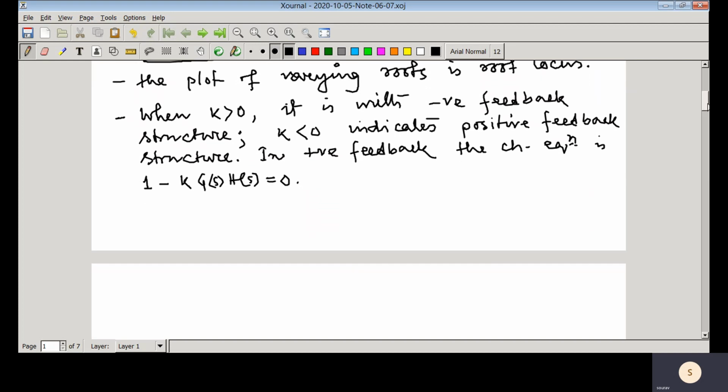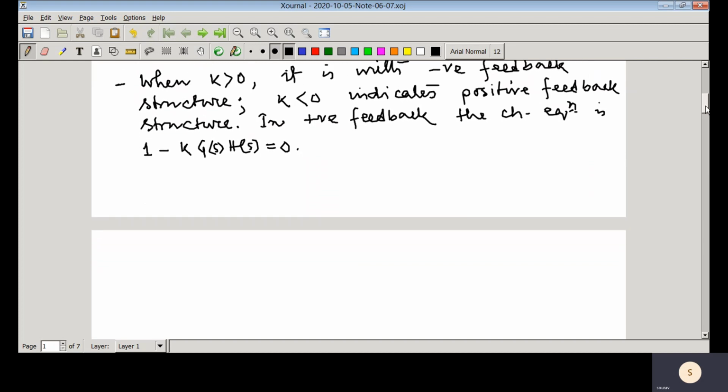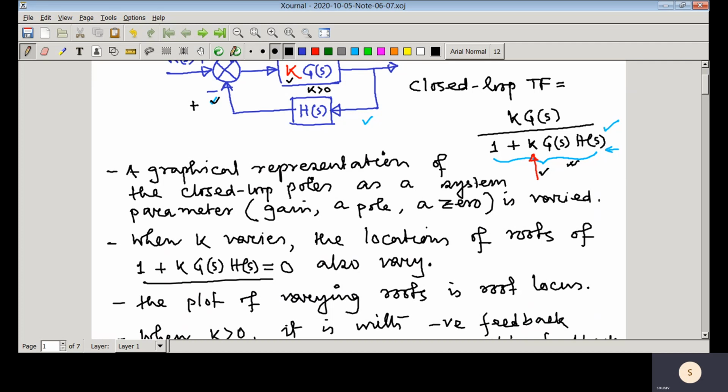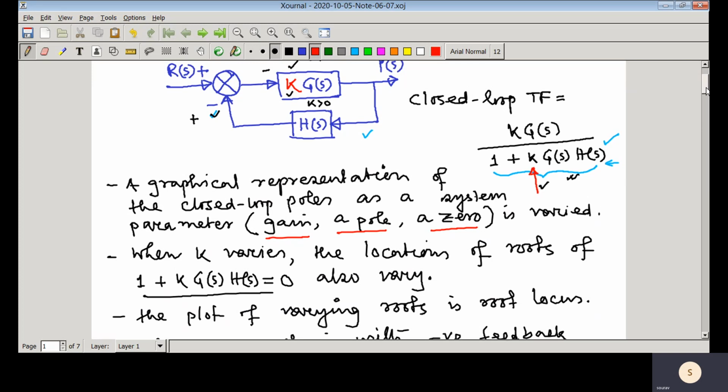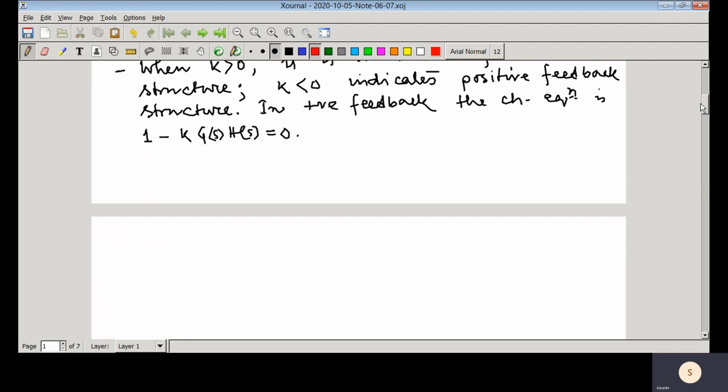So now let us see how we can formulate some other problems. Whenever the parameter is gain, we have discussed it, but whenever a parameter is a pole or a zero, how can we formulate that problem in this particular framework? In this particular framework, we need to represent the characteristic equation in this structure, that is 1 plus the varying parameter times GsHs. So let us see how to formulate that problem.